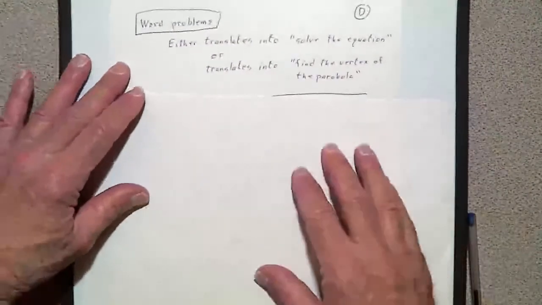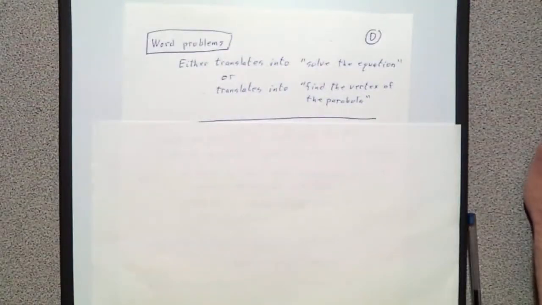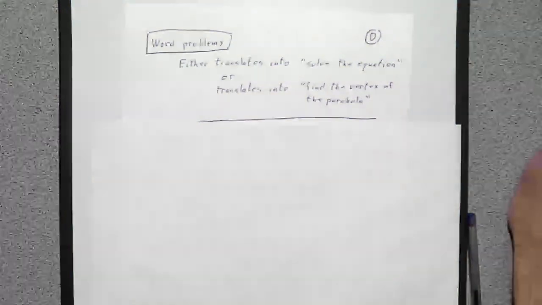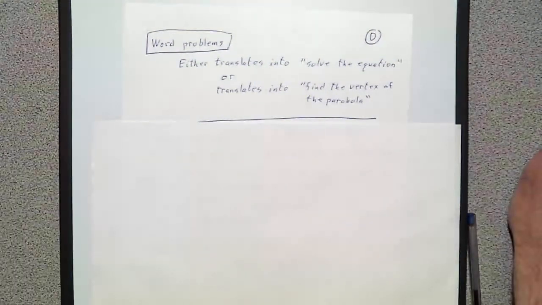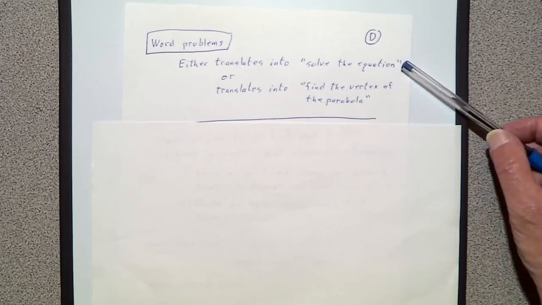Another part of the course was word problems. Now there are only 2 kinds of word problems that have come up in this class. One translates into solve the equation. So, you label the variables and try to get an equation. You may have to solve for one variable in terms of the other, but eventually you get an equation in one variable and you solve it. And then you go back and answer the question in English.